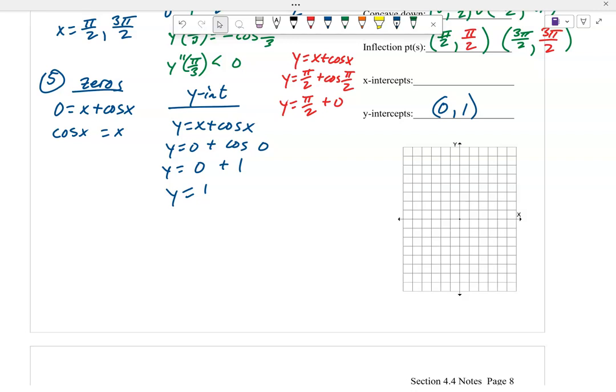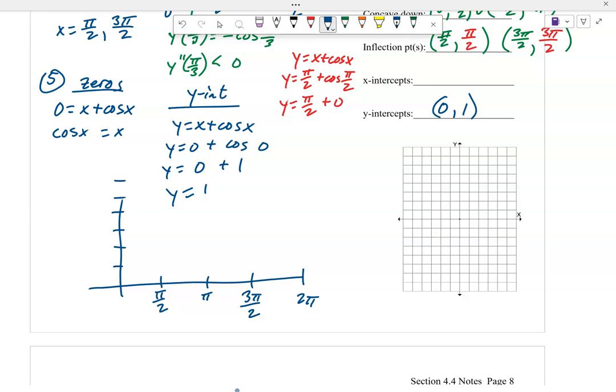And I'm trying to think, this may not be the best graph for this. I'm going to change this graph up here. Let me go pi halves, pi, 3 pi halves, 2 pi. So I got 0, 1. No x-intercepts on that.